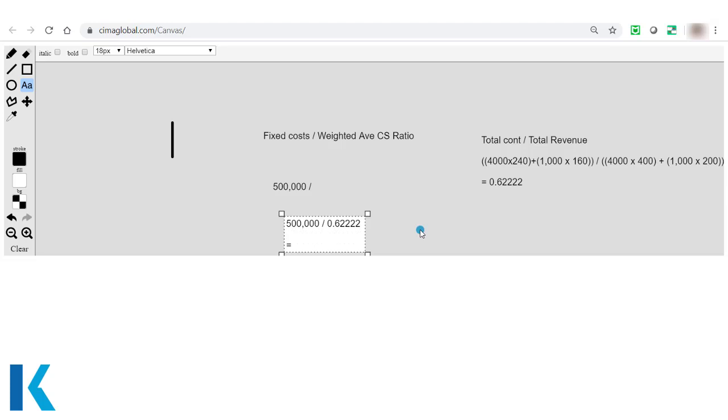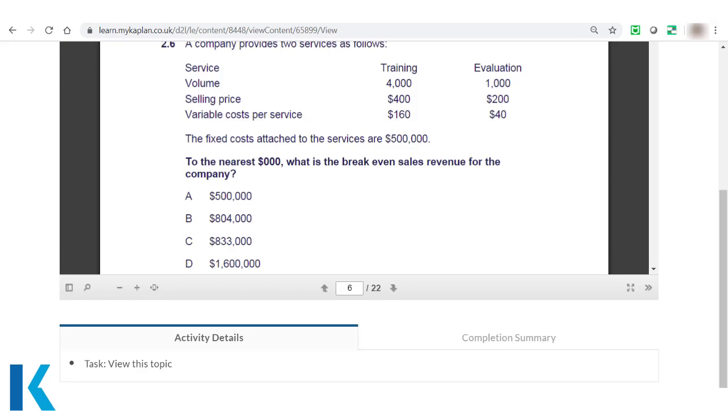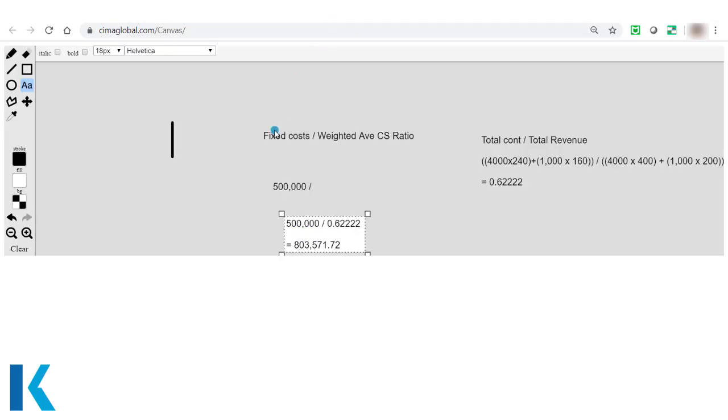But if you put this all together, just going to do it on my calculator, 500,000 divided by 0.622222, you will get back to 803,571.72. The answer, if you want to have a look at it, in here, to the nearest thousand, what is the break-even sales revenue? It'll be answer B here to take you back to 804,000.